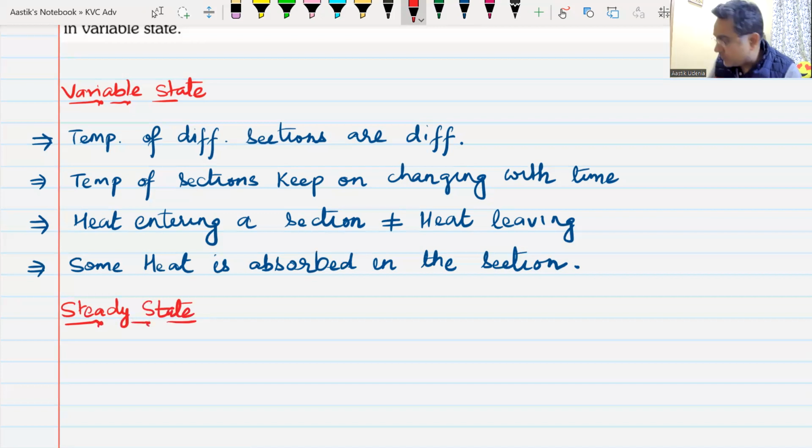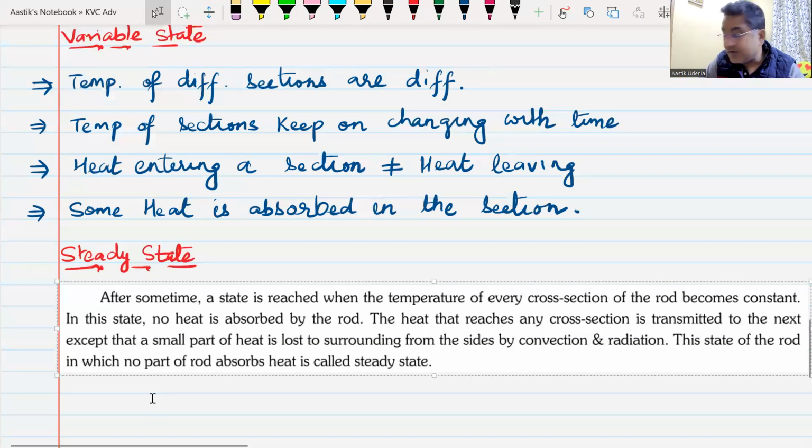After variable state, what you will get is known as a steady state. So what will happen in a steady state? After some time, the temperatures of these different sections will become constant. They will not change with time. In that state, whatever heat is entering any particular section, the same amount of heat would be leaving that section. That state is known as the steady state, and no heat will be absorbed by the rod in between.